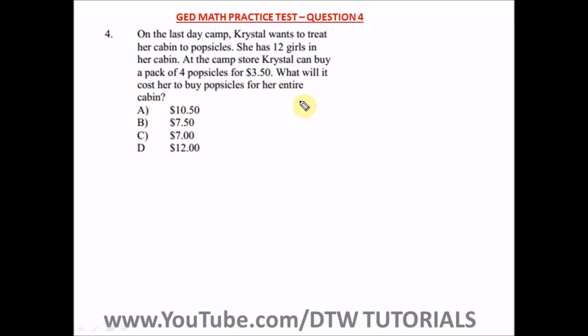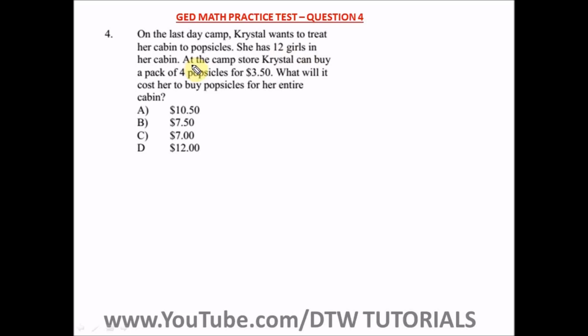Okay, this question needs us to reason well. We have to first of all understand the question. Now, Crystal has 12 girls in her cabin. So the question says, what will it cost her to buy popsicles for her entire cabin of 12 girls?